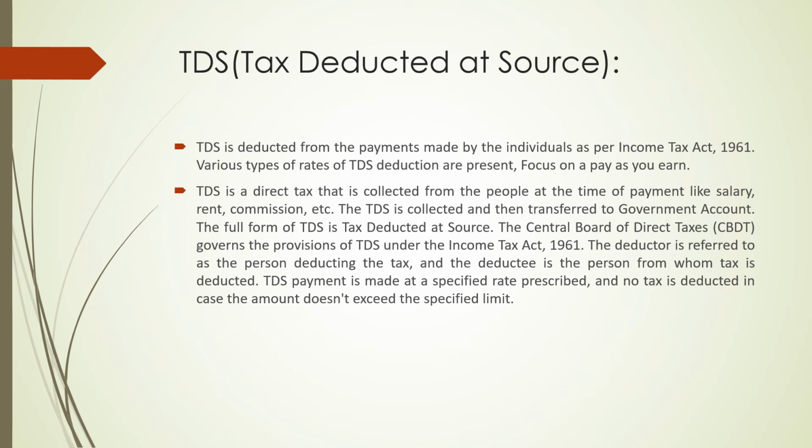Then TDS payment is made at a specified prescribed rate. TDS will be deducted only at a prescribed rate and not at will. And no tax is deducted if the amount does not exceed the specified limit. If the transaction amount exceeds the specified limit, only then is the TDS deducted. If not, it is not deducted.